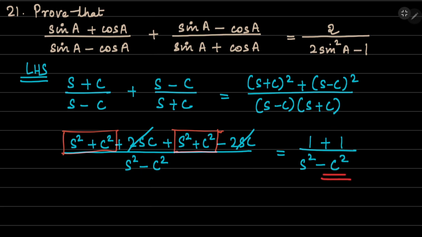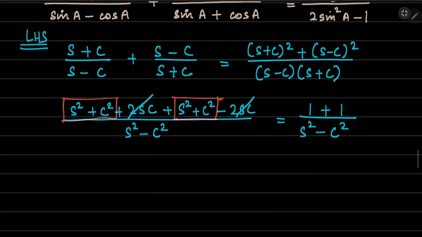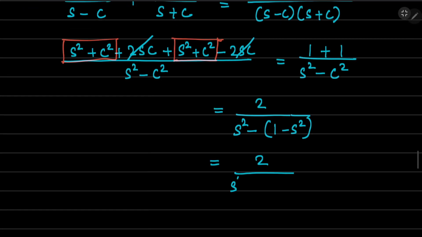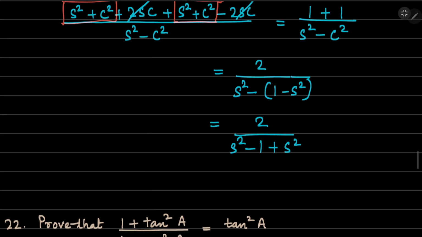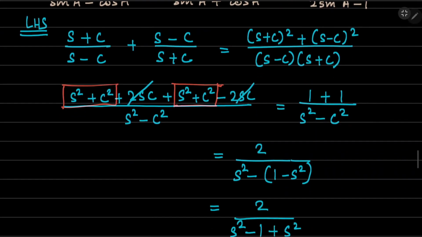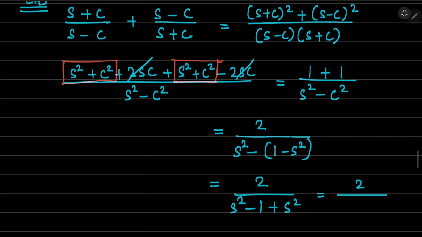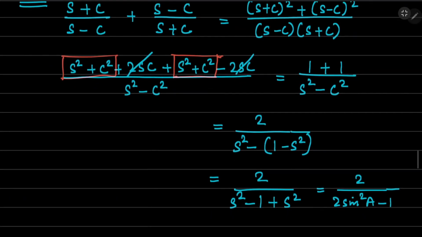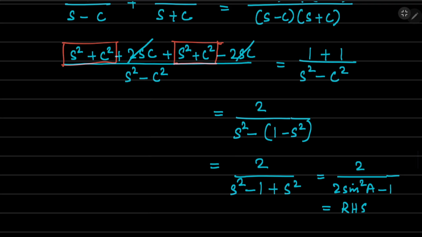So what I will do, I'll convert this cos square into sine square. Cos square equal to 1 minus sine square. So let me do it. So this is equal to 2 divided by sine square minus 1 minus sine square. That's all. And just solve it. So you have 2 divided by sine square minus 1. Minus into minus is plus sine square. So what is sine square plus sine square? It is 2 sine square, isn't it? So 2 divided by, I'm just going to write it now entirely, 2 sine square A minus 1. This is what I need. This is equal to RHS. Hence proved.